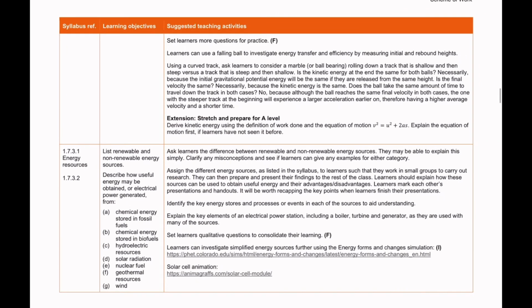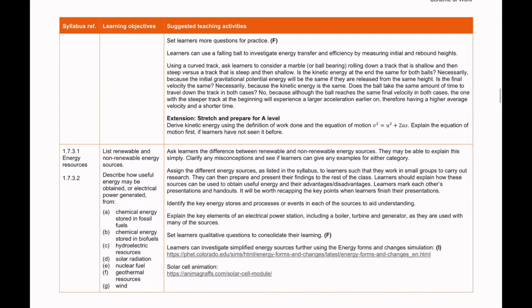Key concept 1.7.3.1 Energy resources. Learning objectives. List renewable and non-renewable energy sources. Describe how useful energy may be obtained or electrical power generated from: A. Chemical energy stored in fossil fuels. B. Chemical energy stored in biofuels. C. Hydroelectric resources. D. Solar radiation.